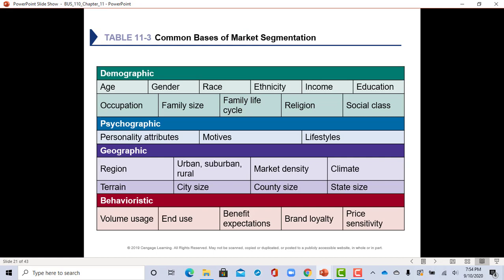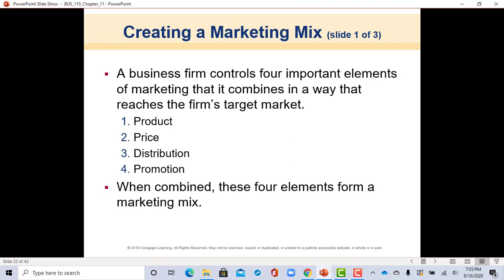Here are the common bases of market segmentation: demographic, psychographic, geographic, and behavioristic. So like I said before, the marketing mix is the product, the price of the product, the means chosen for its distribution, and the promotion of the product. The next chapter we will cover the product and price, and then the chapter after that will focus on distribution and promotion.